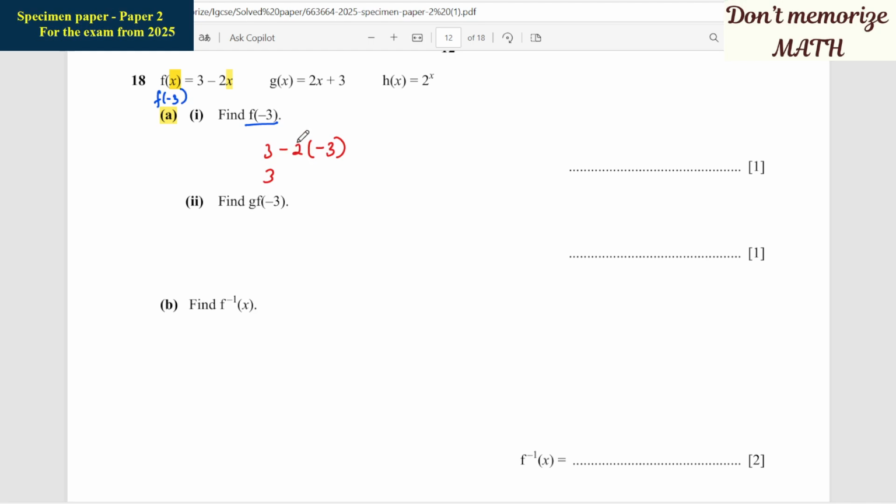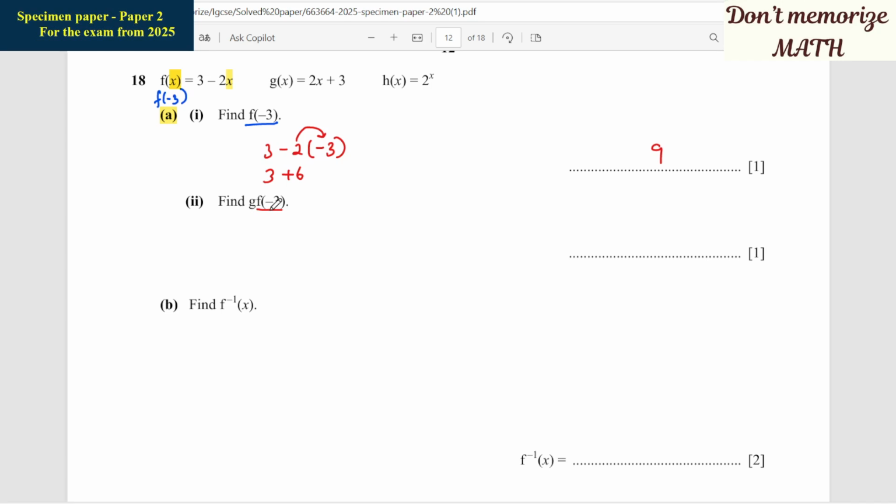So 3 minus 2 times negative 3 is plus 6. So 3 plus 6 is 9. Since it is only one mark, you can directly write the answer, if you can do the mental calculation and write the final answer. That's enough. The next one is find g f of minus 3.